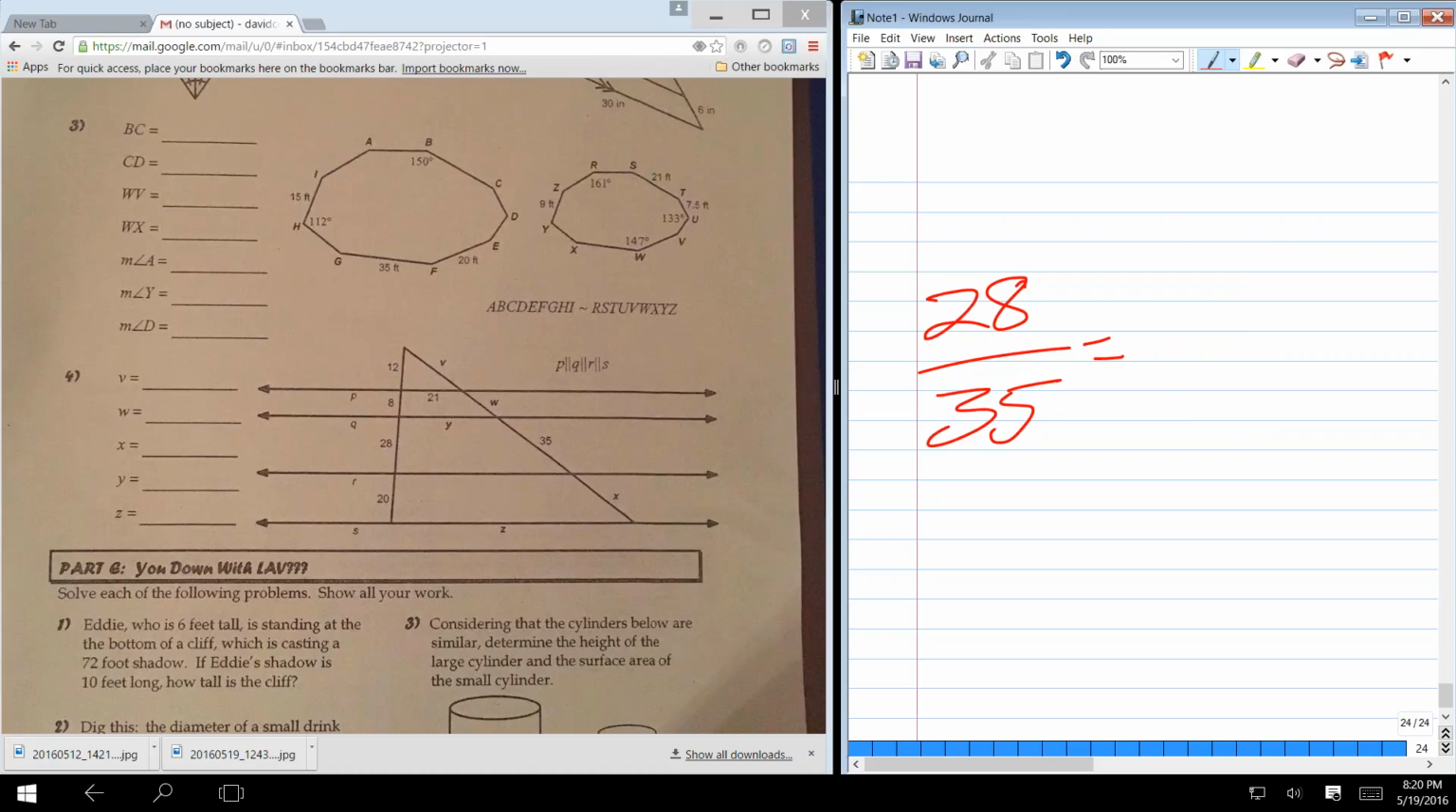And about x. So we would start out with 28 over 35 is equal to 20 over x. There we go. And now solve for y.